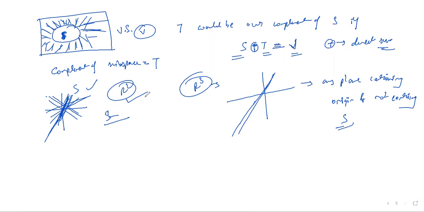Now we'll see it more clearly like this. There is one point to remember, that every subspace has a complement. We can see it like this: this is my vector space and this is my subspace, then this area will be my complement. So every subspace has a complement.